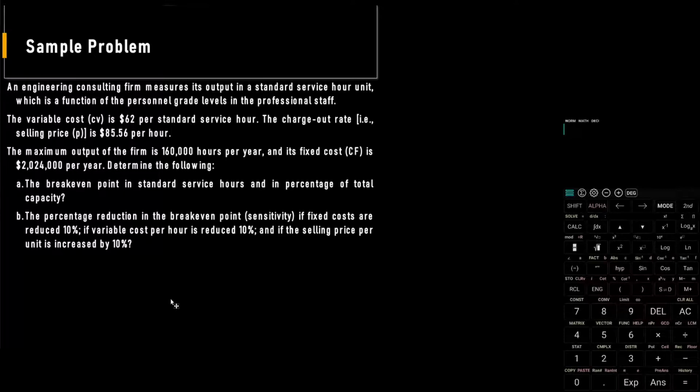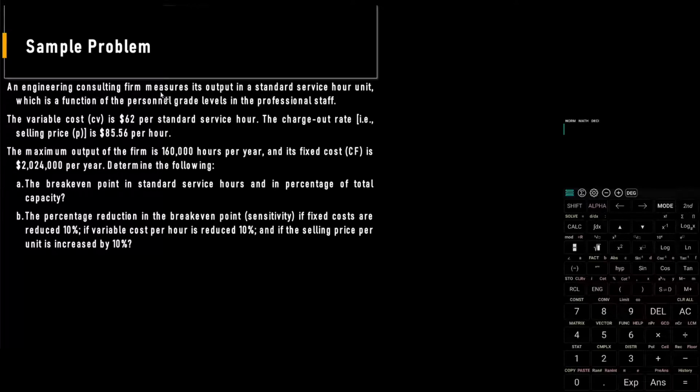Next ay yung percentage reduction in the break-even point, or yung sensitivity na tinatawag, if fixed costs are reduced 10%, if variable cost per hour is reduced 10%, and if the selling price per unit is increased by 10%. So check natin kung paano natin mapapababa yung break-even point kapag ni-reduce natin yung fixed cost, yung variable cost, tsaka kung itataas natin yung selling price per unit ng 10%. Ang goal doon, kaya siya pinapababa, para less likely na magkaroon ng loss kapag nagkaroon ng market fluctuations, tsaka kapag yung selling price natin is constant or kapag nag-increase yung selling price, profit na lang ang mangyayari. Malaking profit yung makukuha, kaya pinapababa natin yung break-even point.